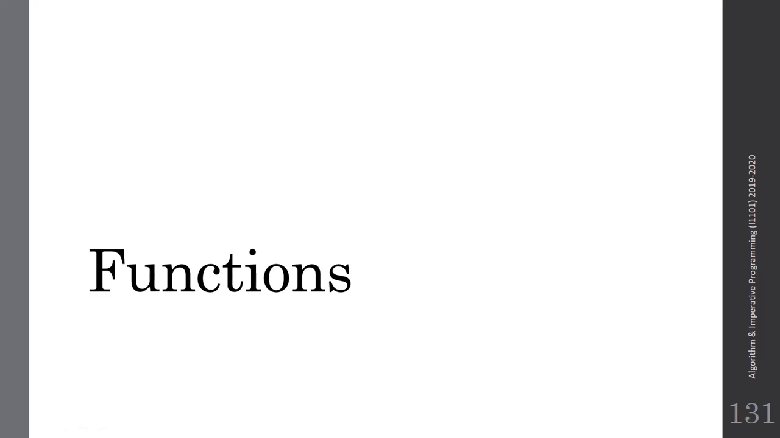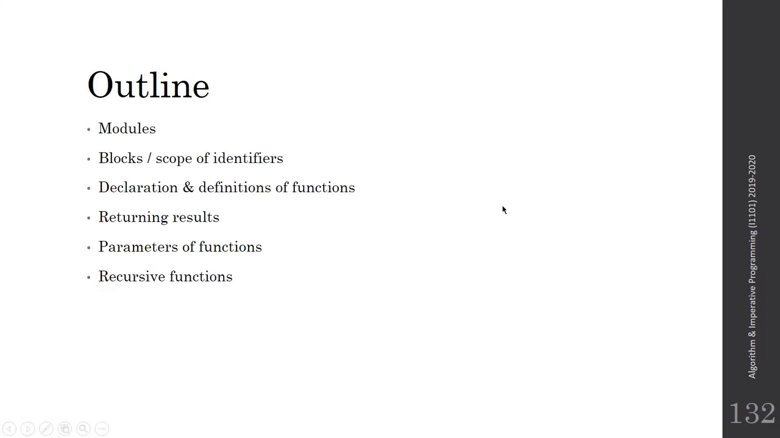Hello again, and welcome to this last chapter, which is about functions. Let me first go over the outline. We'll talk about the modules, the C modules, and then about blocks and the scope of identifiers. Whenever we talk about variables, for example a counter i in a for loop, we'll talk about the scope of these variables. Then we'll see how we can declare and define a function, and how we can return results using functions. Then we will talk about parameters, and then go over recursive functions quickly.